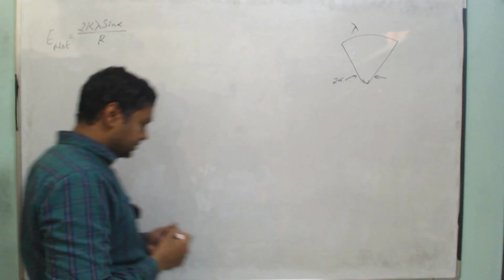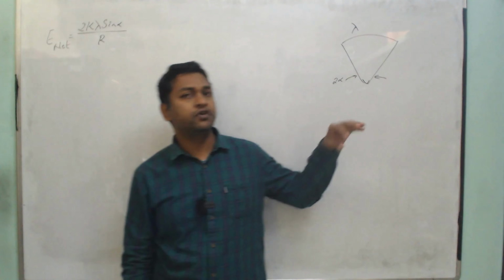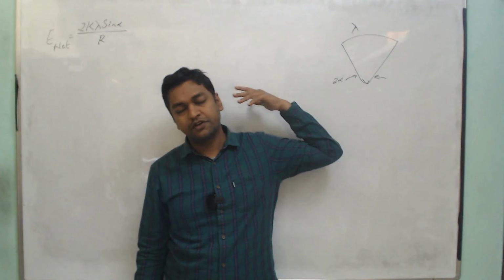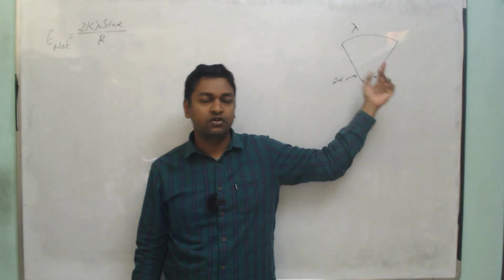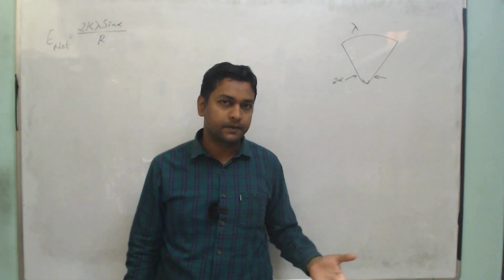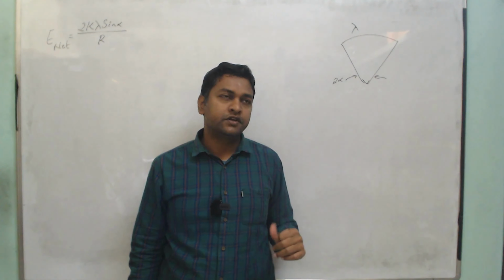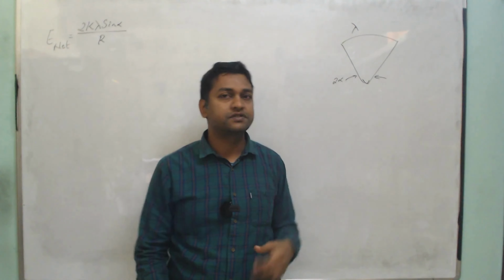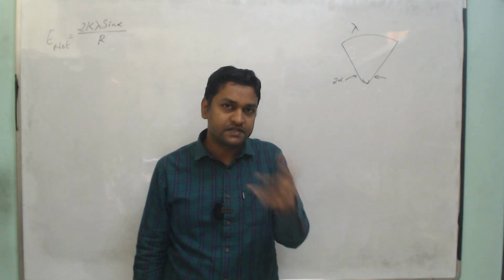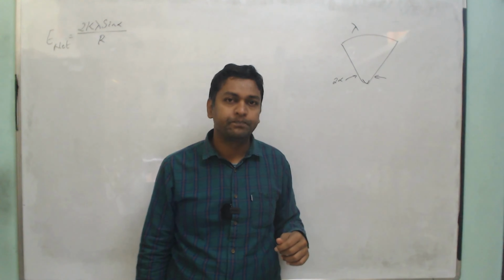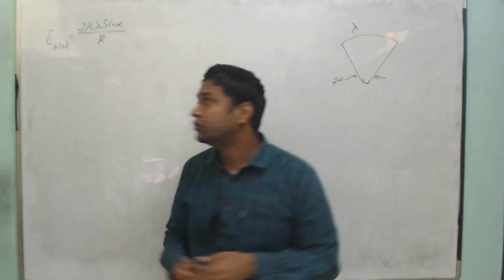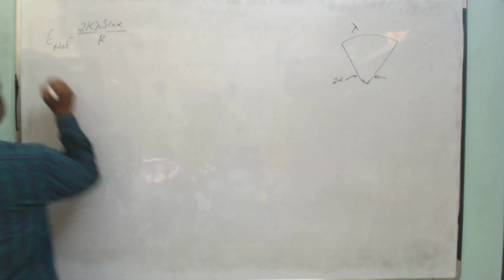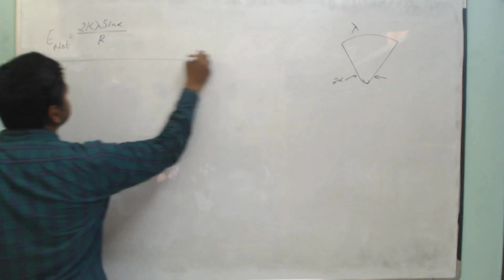Now, if we want to get it in terms of the total charge present, then we substitute lambda equal to charge per unit length, right? But I told you that it is important to remember in terms of lambda, because mostly questions can be solved using lambda easily. So for a quarter of a circle, this is the general stuff.